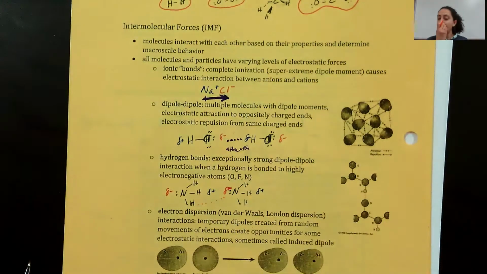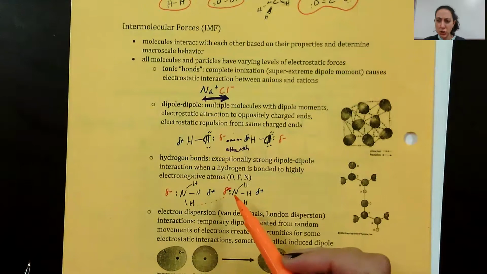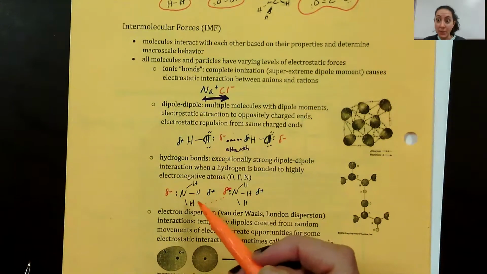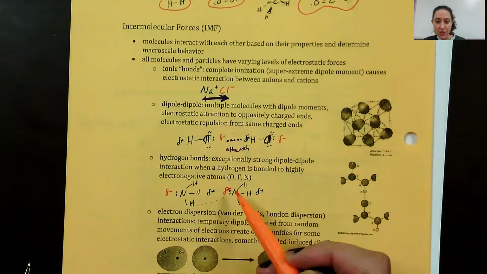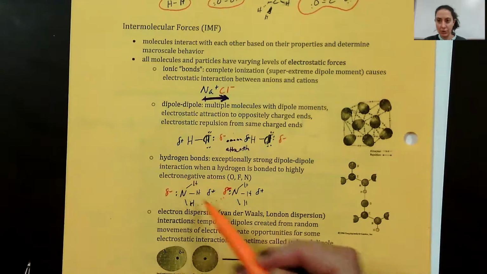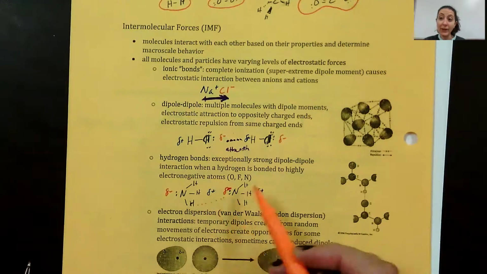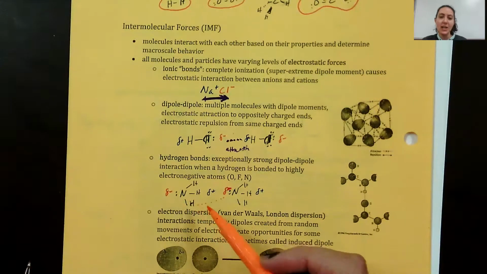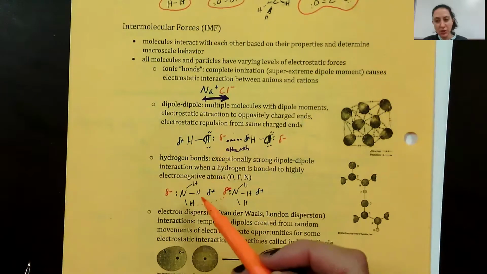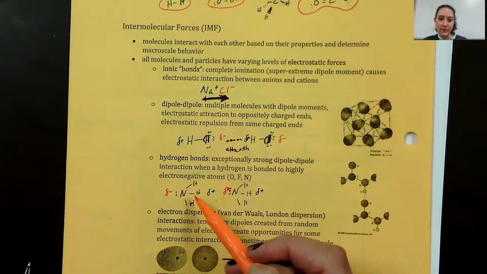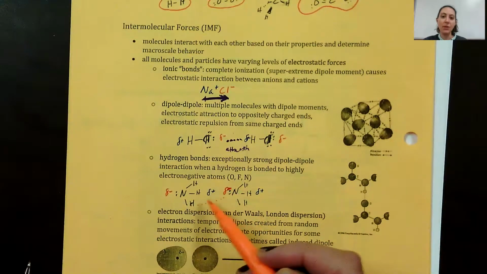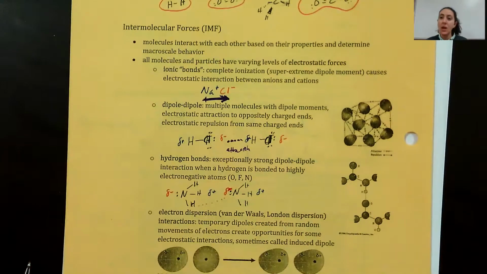Now, what's really special here is that this nitrogen has a lot of electron affinity. It really wants these electrons. But so does this other nitrogen it's actually bonded to. So this hydrogen is sandwiched in between two atoms with very high electron affinity. And so this creates an exceptionally strong dipole. This side of the molecule is way more positive than normal. This side is way more negative than normal. And so that attraction is really, really strong.